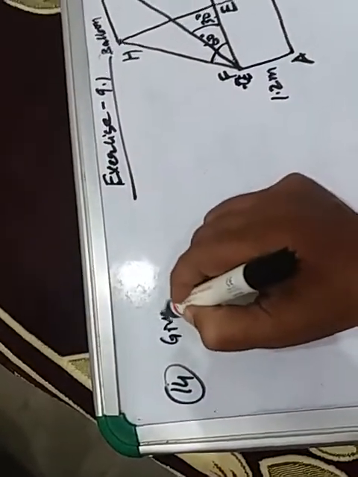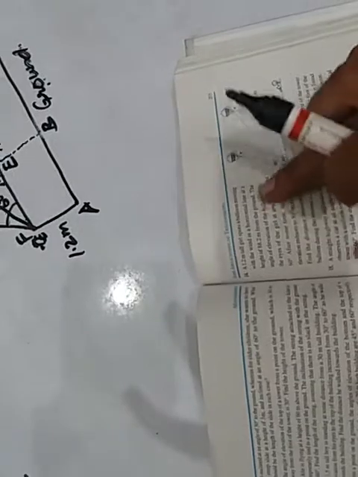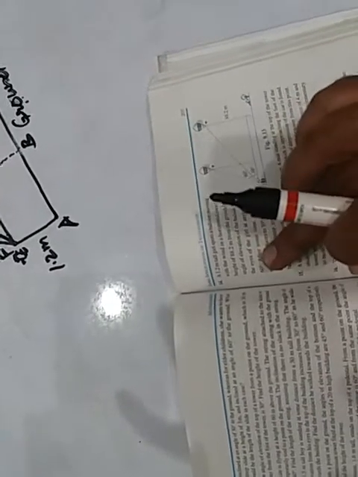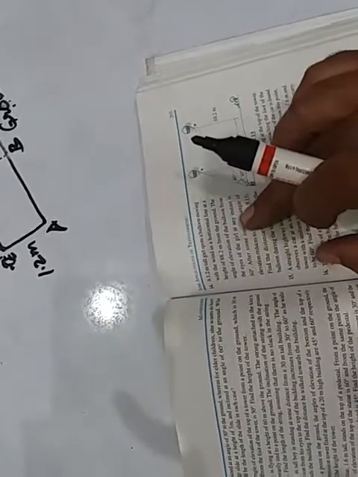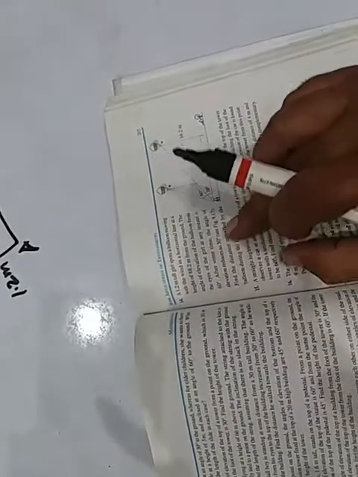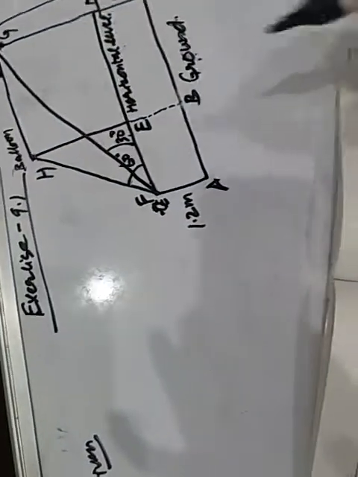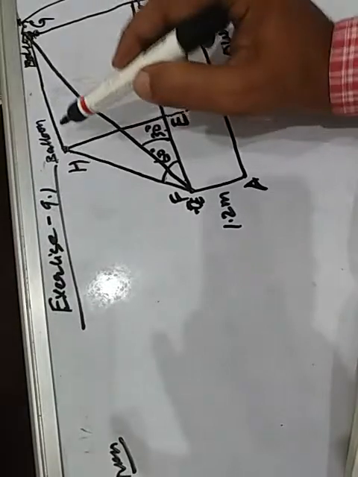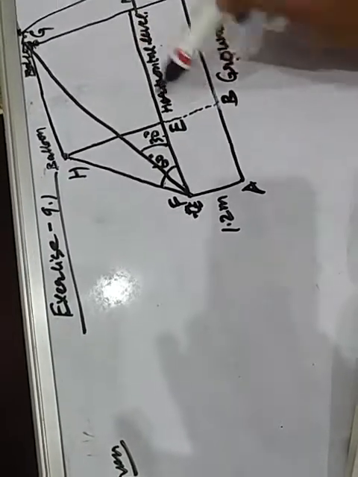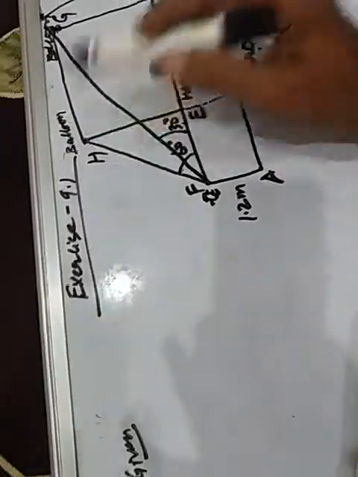Now what is given? What we have to find? Let us see. The angle of elevation of the balloon from the eyes of the girl at an instant is 60 degree. After some time, the angle of elevation reduces to 30 degree. Find the distance traveled by the balloon during the interval. Finding the distance traveled means this distance HG equal to ED equal to BC, we have to find out. Clear? The distance traveled by the balloon.